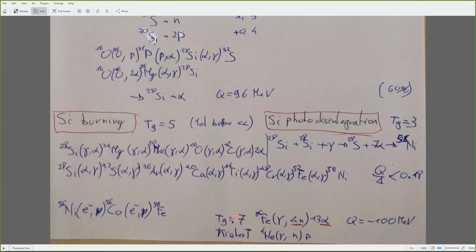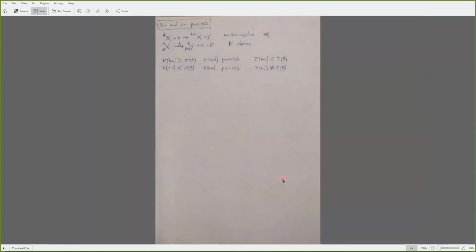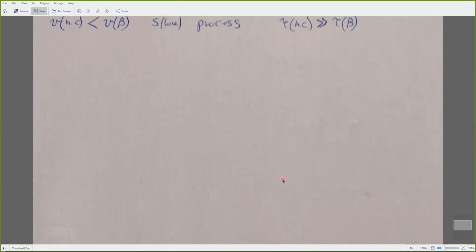Another part: at 7 billion Kelvin, we have the photodisintegration of iron, a little evaporation of iron. And at higher temperature, we have the photodisintegration of helium. This is maybe more in the explosion of the supernova, because it's no longer possible to increase the production of this material. Quickly I show this part.